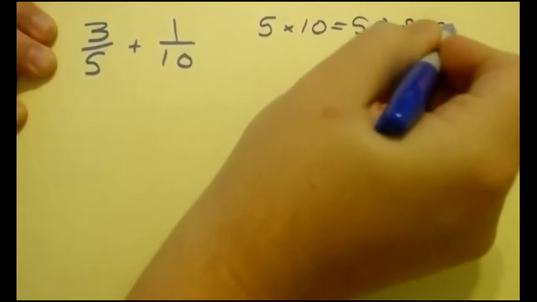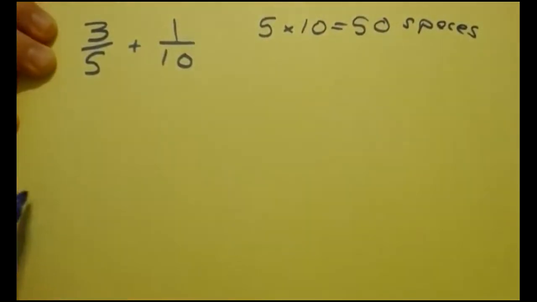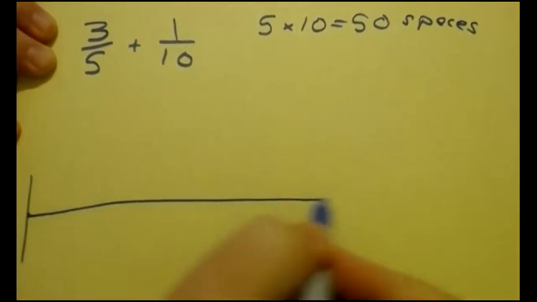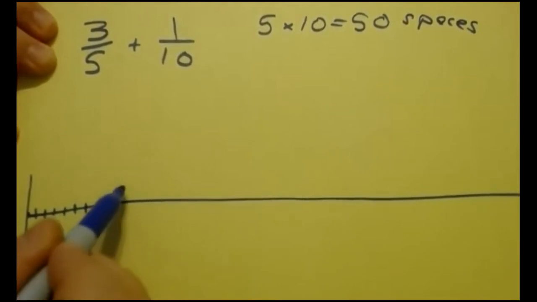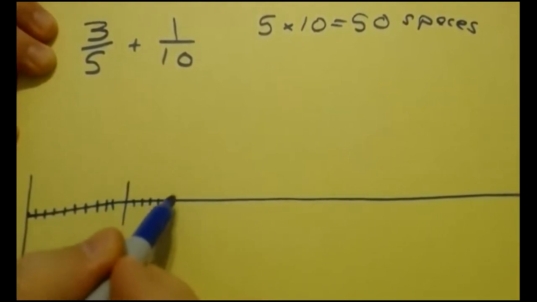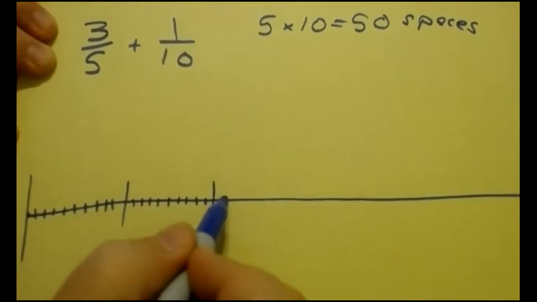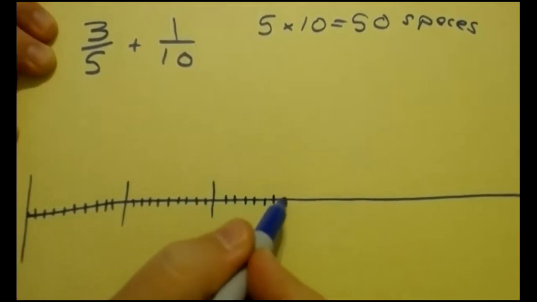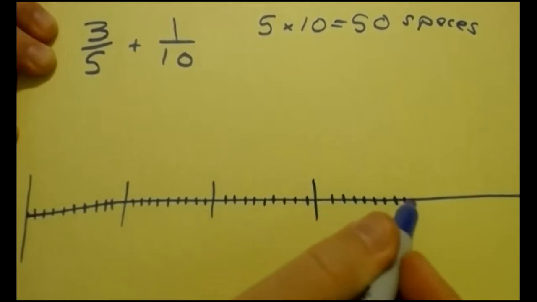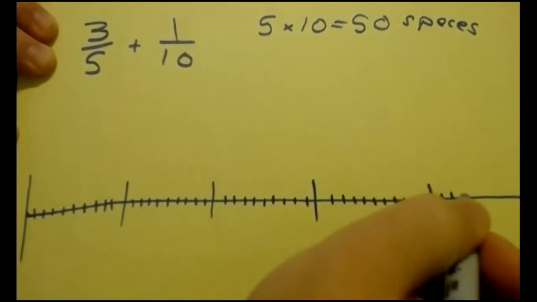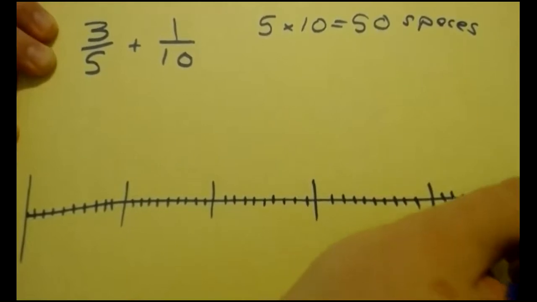So it's 50 spaces. Starting from here, I'm going to go straight across. 1, 2, 3, 4, 5, 6, 7, 8, 9, 10, 11, 12, 13, 14, 15, 16, 17, 18, 19, 20, 21, 22, 23, 24, 25, 26, 27, 28, 29, 30. 31, 32, 33, 34, 35, 36, 37, 38, 39, 40. 41, 42, 43, 44, 45, 46, 47, 48, 49, 50.